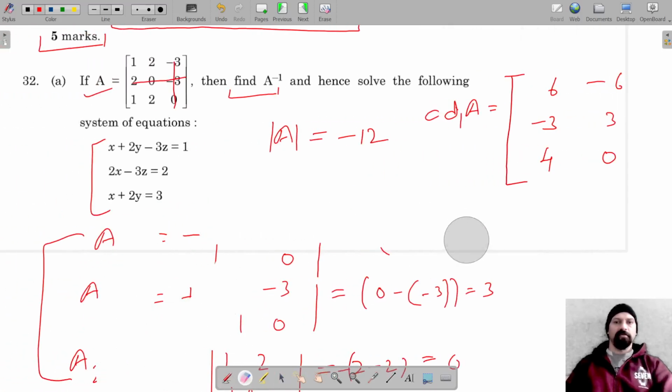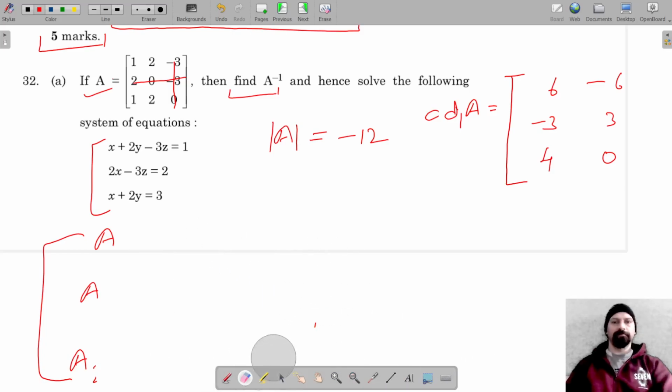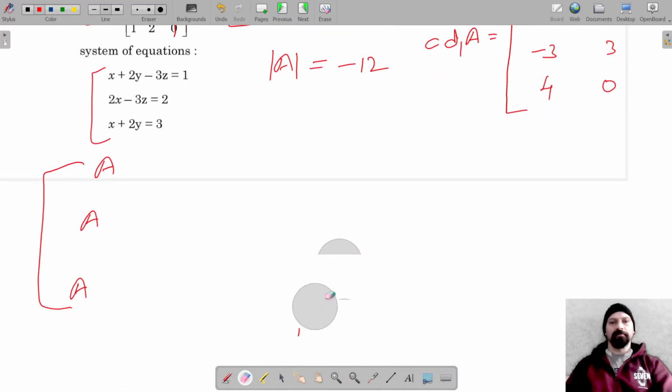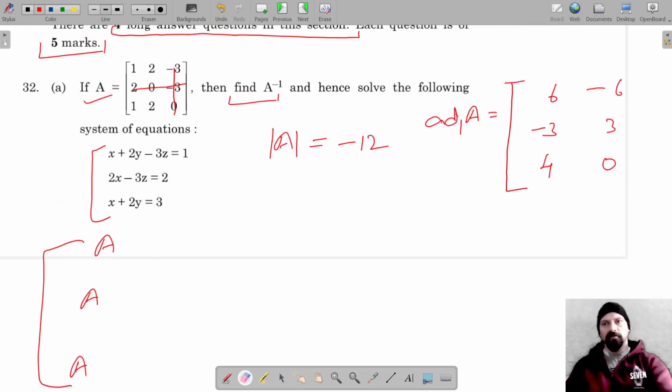Okay, now let's find the cofactors for the third row.